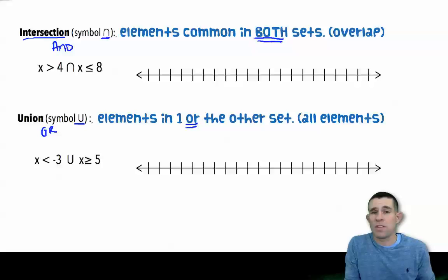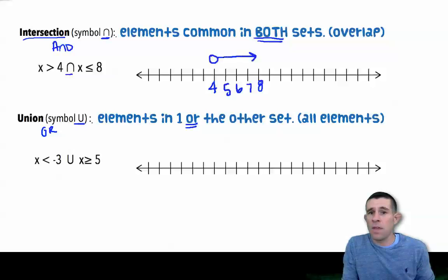Here we see we want the set of all x's that are greater than 4 and less than or equal to 8. So if I place 4 here on my number line, 5, 6, 7, and 8, I want everything that is greater than 4, and I want everything that is less than or equal to 8. So when I combine these two and put them together, I'm going to have an open circle here at 4, extending to the right until I get to 8, and then a closed circle.